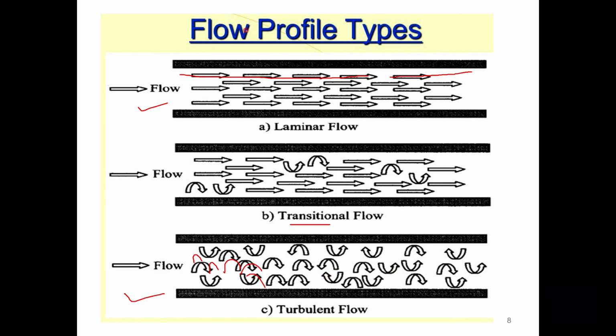This is what we call the flow profile types. The first one is laminar. They are moving in a systematic manner, in a well-defined path. Each layer will have its own path. They will not be mixing with each other. And turbulent means all get mixed up. They will be moving in a haphazard manner. And the in-between state we call transitional state or transitional flow.